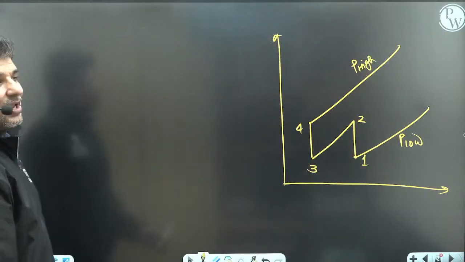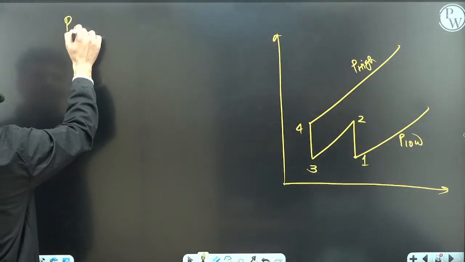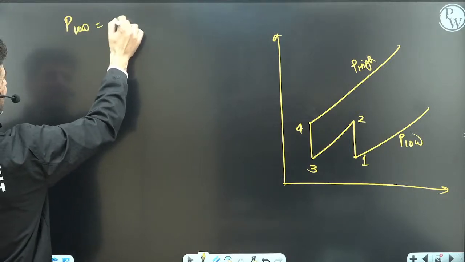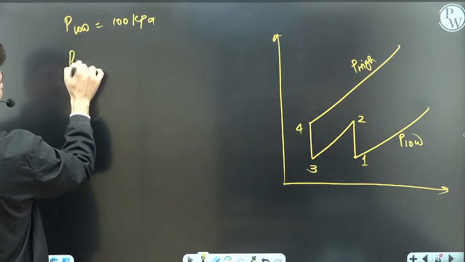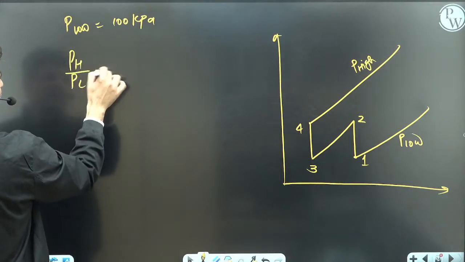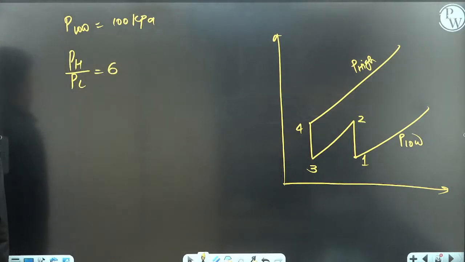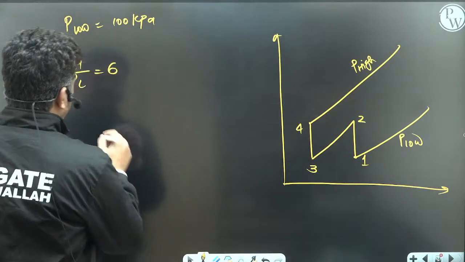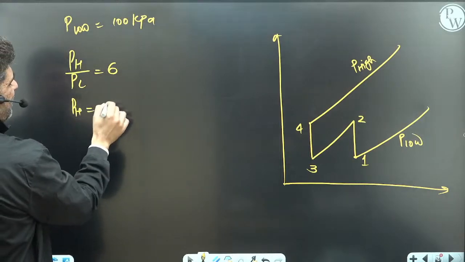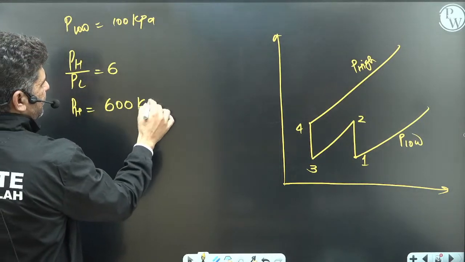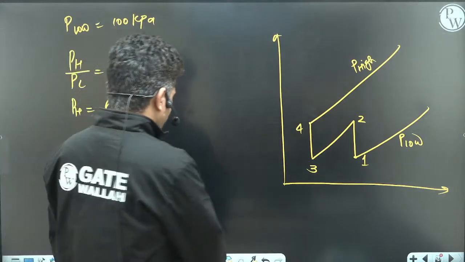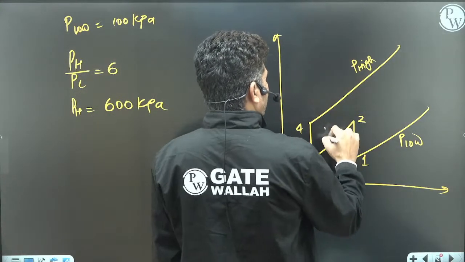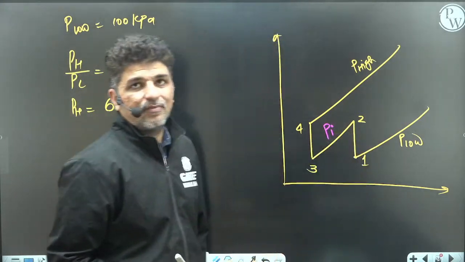So he says P low is 100 kPa, and the overall pressure ratio, that is P high divided by P low, is 6. So that means what is P high? P high will be equal to 600 kPa. Now what he is asking is, what will be the pressure Pi for minimum work?